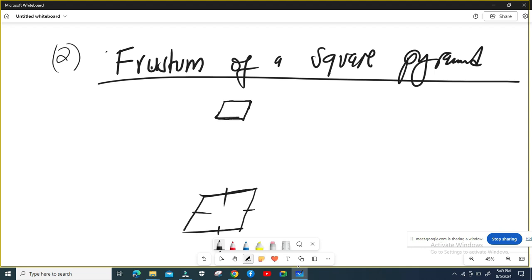So, I'll connect this to this. This to this. That to that. I don't know whether you're able to see it. Like this.